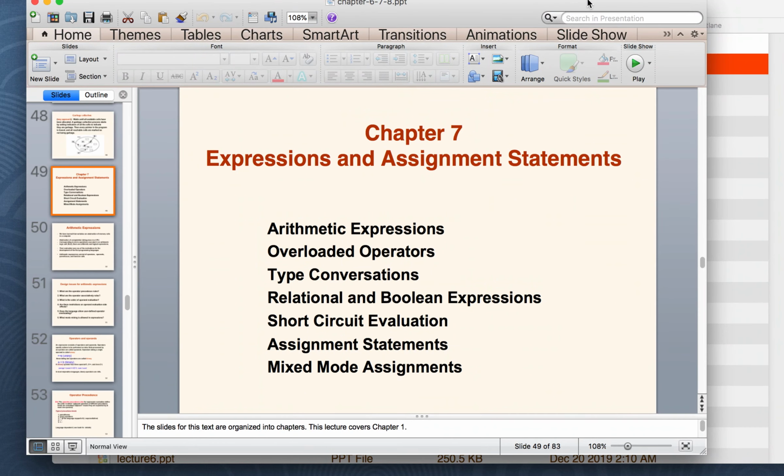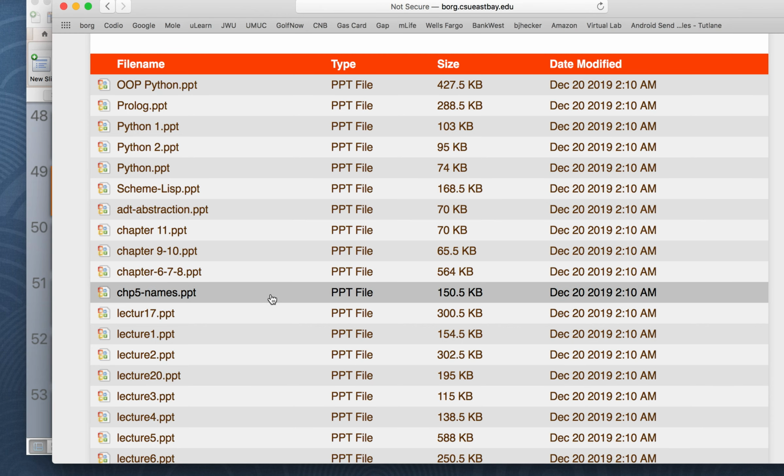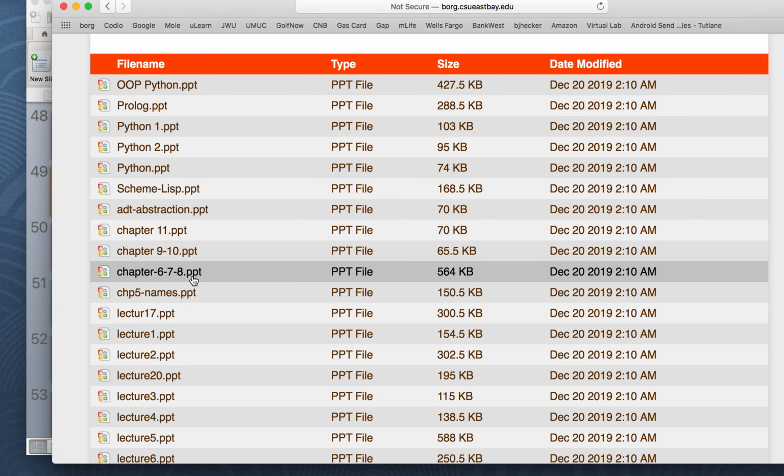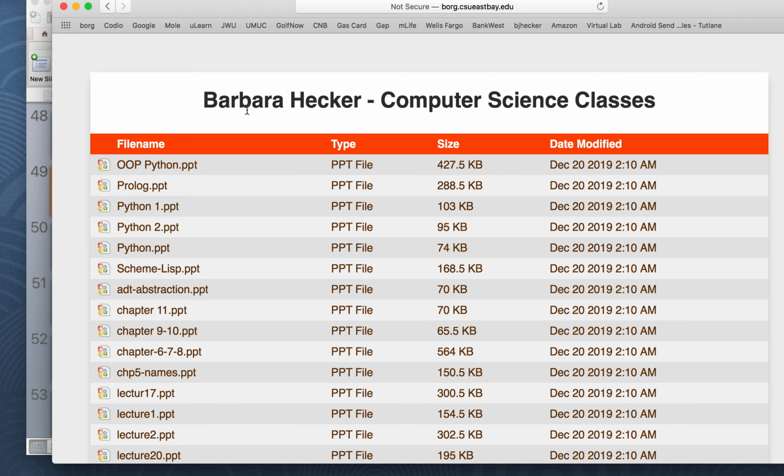Everybody, in the Programming Language Concepts course, in today's lecture, we're going to cover chapter number 7. Chapter 7 is on expressions, assignment, and assignment statements. And the lecture itself can be found in the 6, 7, and 8 PowerPoint. So it's chapter 6, 7, and 8 in the lectures folder of the class website.